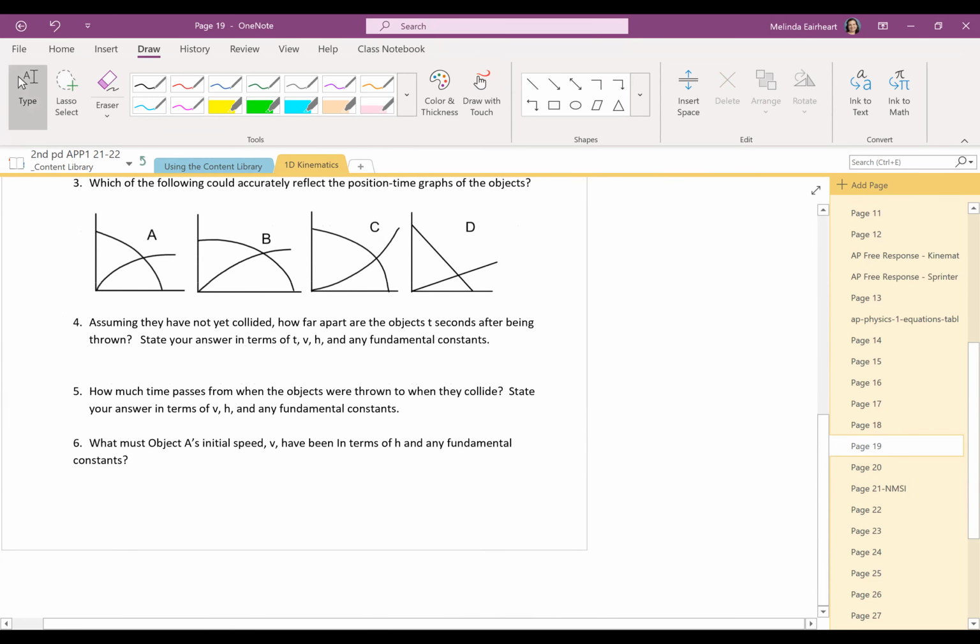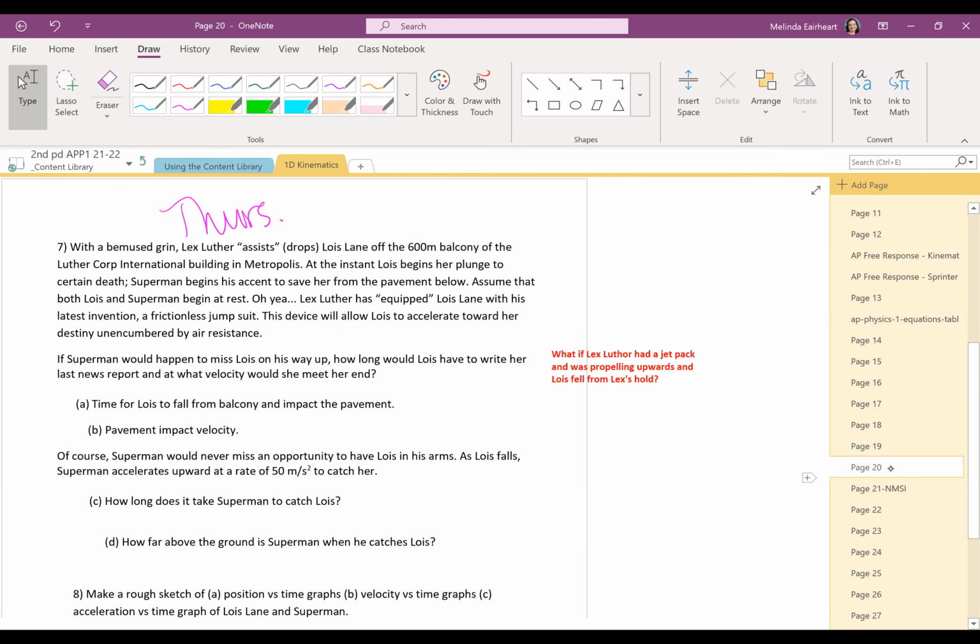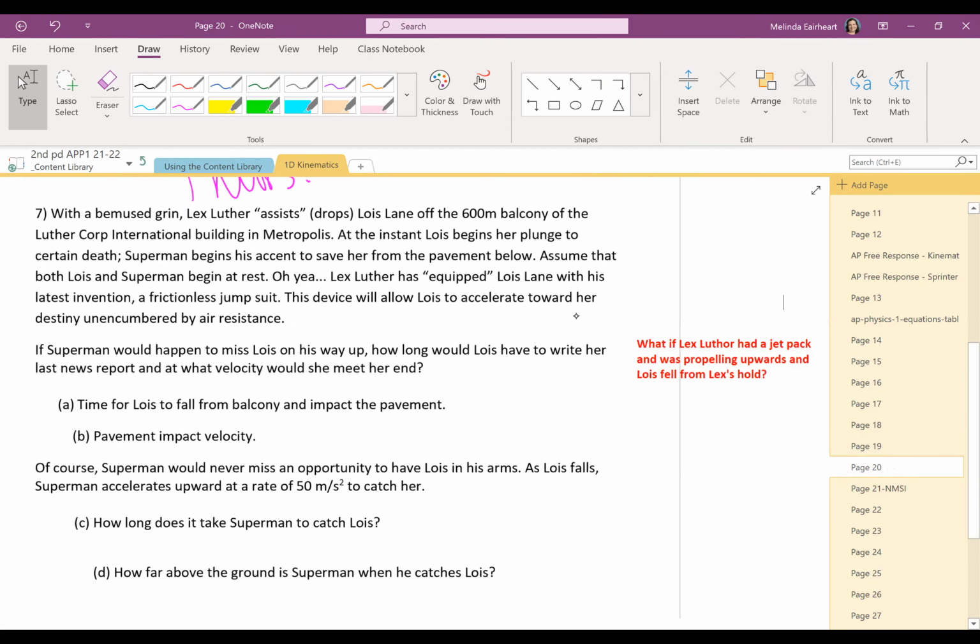I'll have a video maybe later. Every class is in a different spot. So you can check out my video for page 19 later too. But page 20, let's do Lex Luthor.